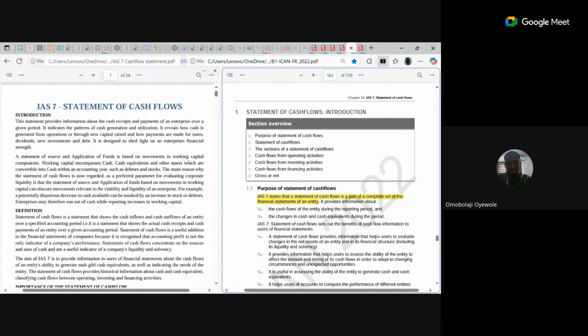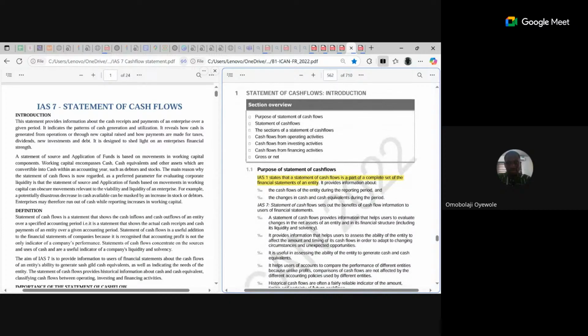One of those 5 components is the cash flow statement, and other components such as the statement of profit or loss and other comprehensive income. We have the statement of financial position. We have the statement of changes in equity. We have the statement of cash flows, and we have the statement of accounting policies. So the cash flow statement is one of the compulsory requirements in accordance with the International Accounting Standard 1.